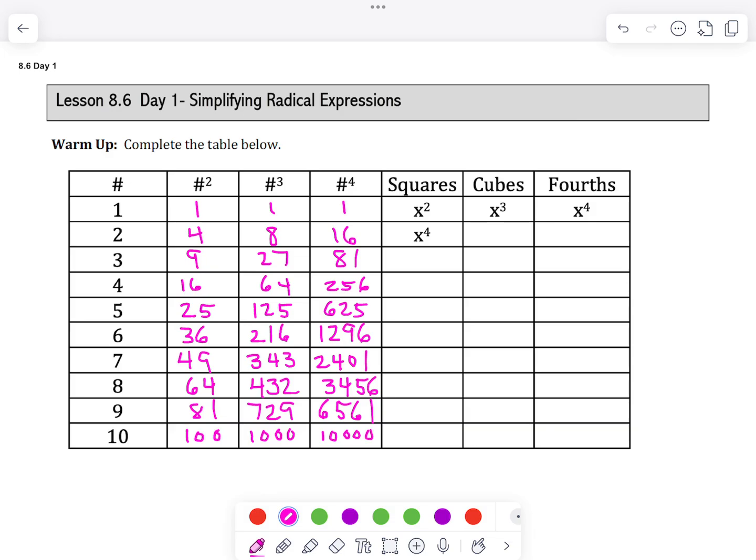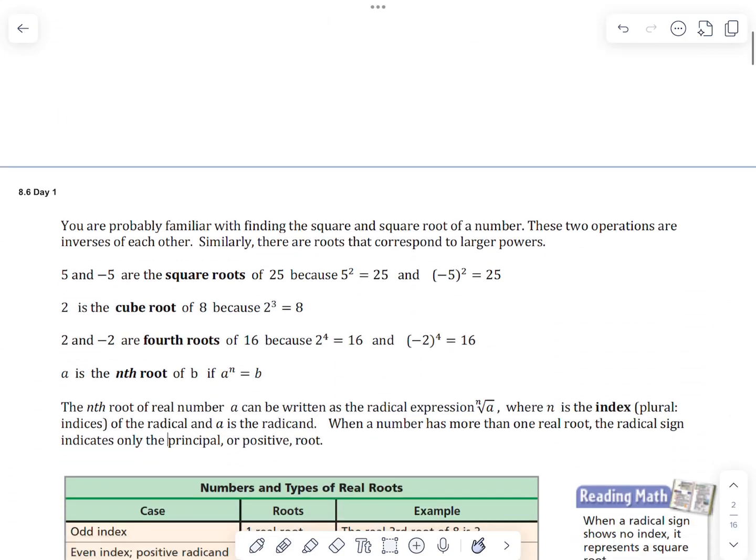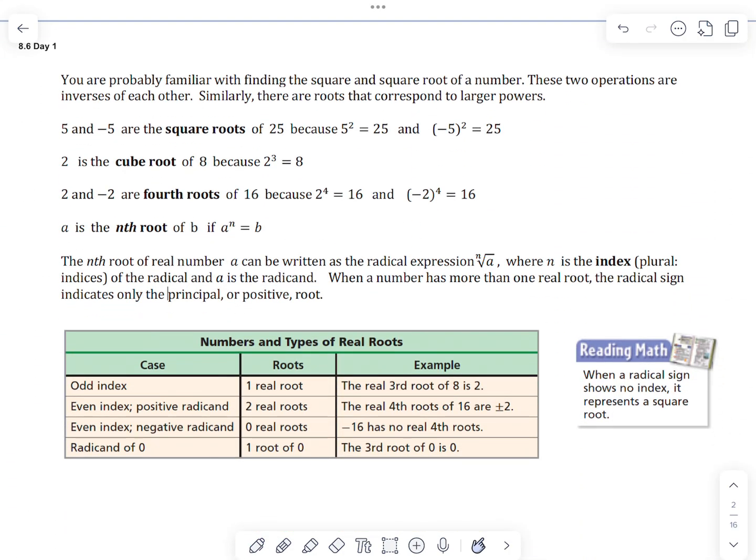I'm not going to complete the squares, cubes, and 4th powers. Okay. You're probably familiar with finding the square root of a number. These operations are inverses of each other. Similarly, there are roots that correspond to larger powers. So 5 and negative 5 are square roots of 25 because 5 times 5 is 25 and negative 5 times negative 5 is 25.